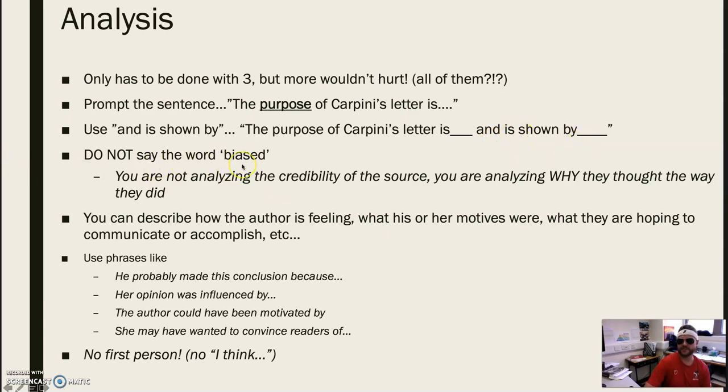Do not say the word biased, right? You are not analyzing the credibility of a source. You are analyzing why they thought the way they did, right? So there is a moratorium.